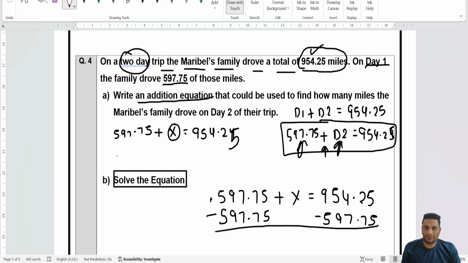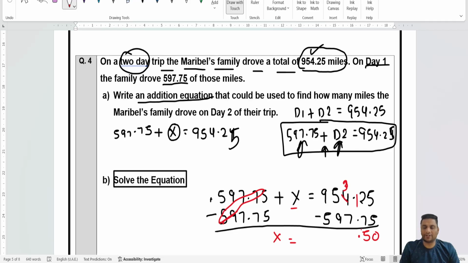597 minus 597, class, 0. What do I see here? X equals this minus this. How will I do minus now? 5 minus 5, 0. Can I do 2 minus 7? I cannot. Why? Because 2 is smaller. So 2 will take 1 from the 4 and this will become 12 and the 4 will become 3. Okay. Now 12 minus 7, 5.